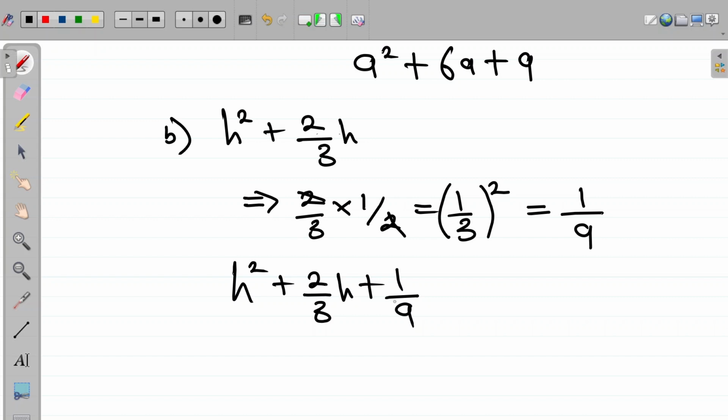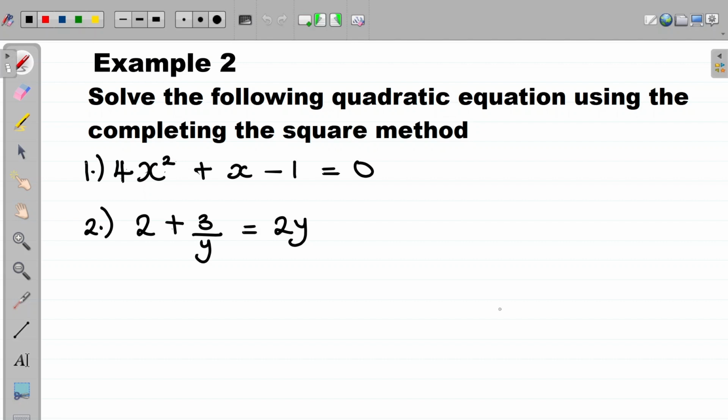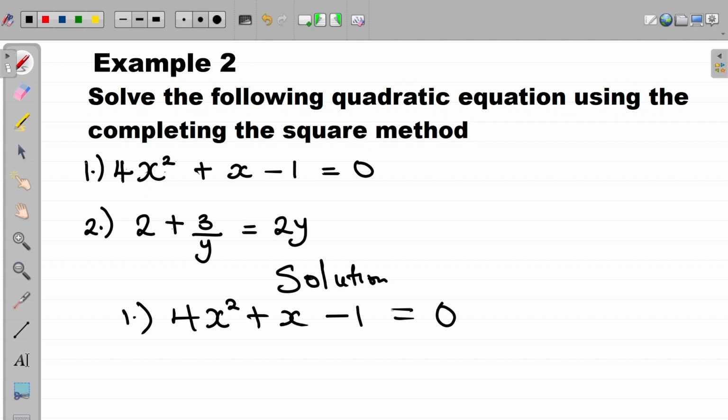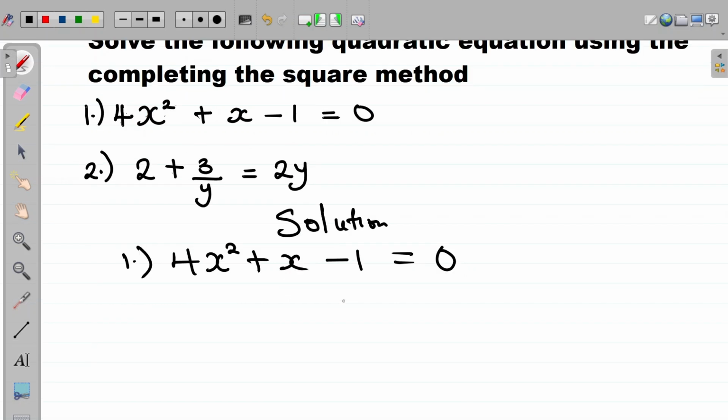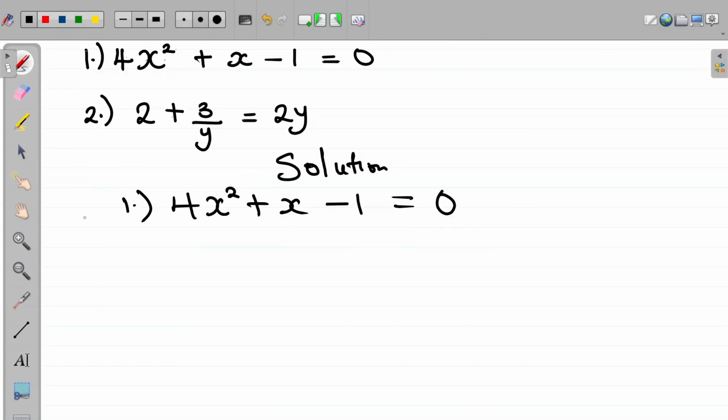Now, let's dive into the full concept of completing the square. Example 2 says, solve the following quadratic equation using the completing the square method. So our question 1 is 4s squared plus s minus 1 is equal to 0. The first thing we do here is to move the constant term to the right-hand side. So our equation becomes 4s squared plus s is equal to 1.